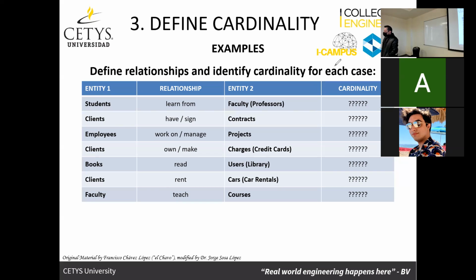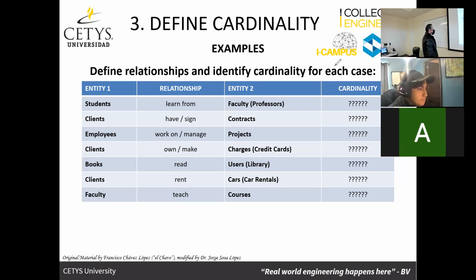One to one, one to many, or many to many? And when you're thinking about that, Miguel, do the exercise that we were doing now. We've got students and professors. How many professors can a student have, and how many students can a professor have? What type of cardinality would we have there?